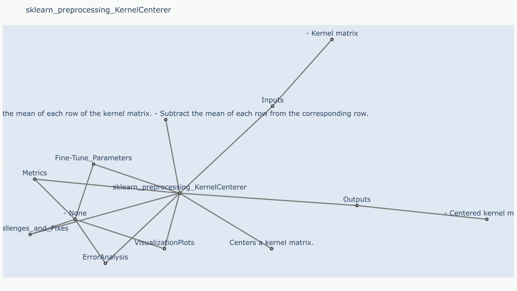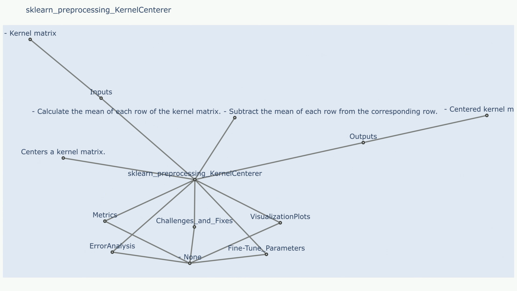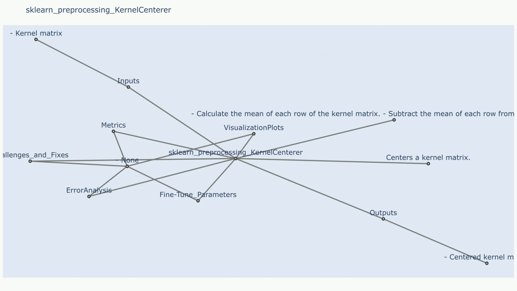Challenge 2. KernelCenterer assumes that the input kernel matrix is already calculated. Sample use case that resulted in challenge 2: trying to use KernelCenterer directly on raw data, without first computing the kernel matrix. Fixes to challenge 2: use an appropriate kernel function to compute the kernel matrix from the raw data before applying KernelCenterer.